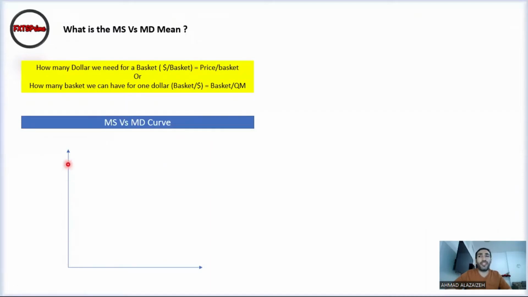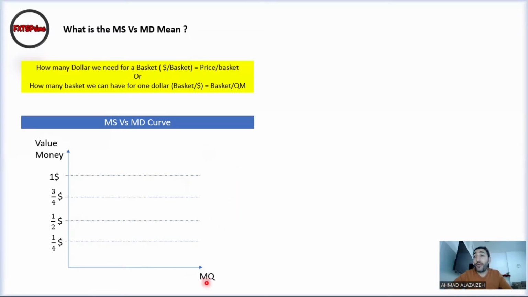First of all, previously we were identifying this axis as a price axis. Now, however, we're going to say that this is the value of the money axis. Then we have the money quantity axis, which is the money quantity required for certain prices. Let's put some values here, and on the other side the price of the basket.